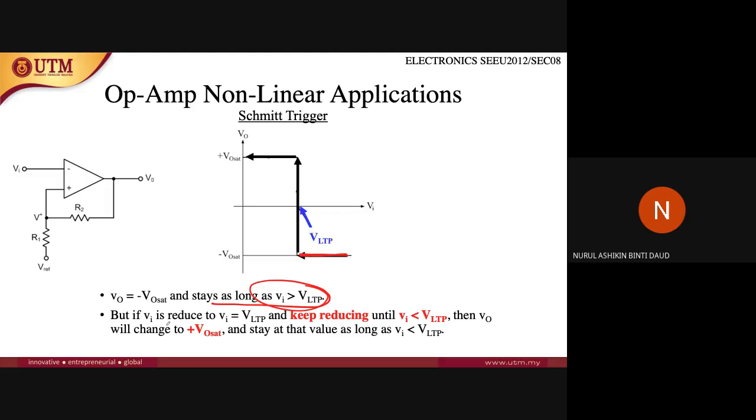But once VI keeps reducing until VI is less than the value of VLTP, it will start to become positive VO saturation. It will start to become maximum. So now it seems confusing, right? Because just now it was like this, and now it is like this.